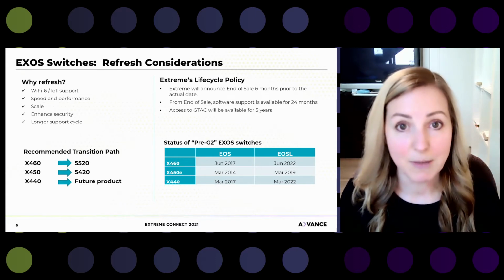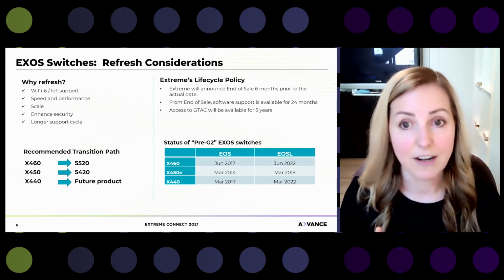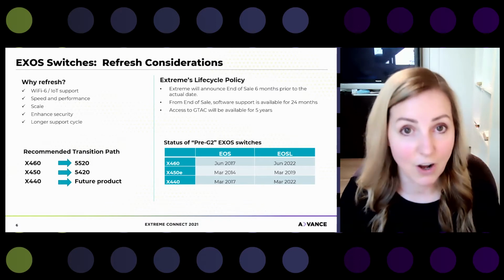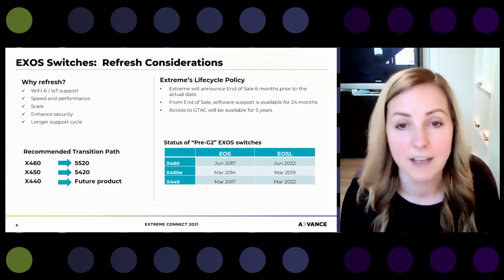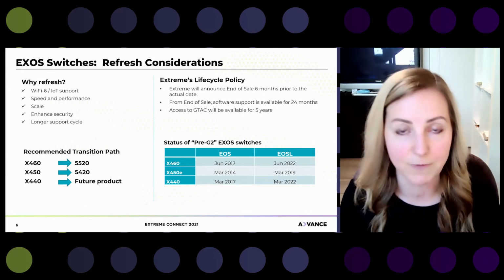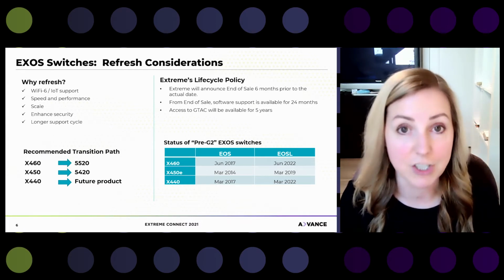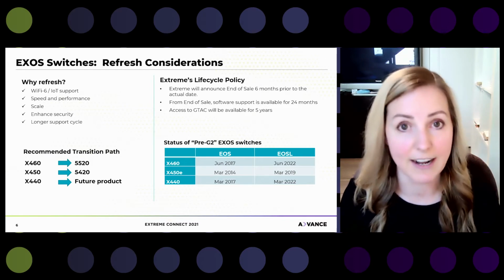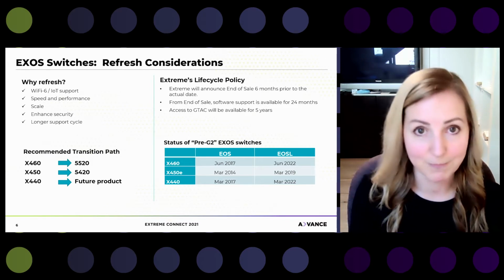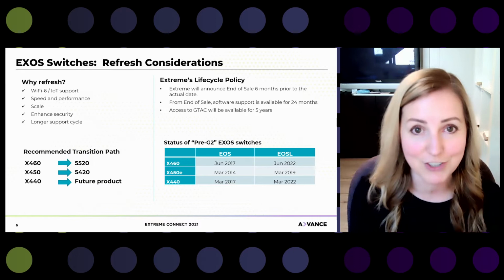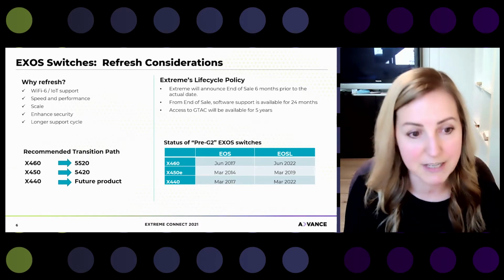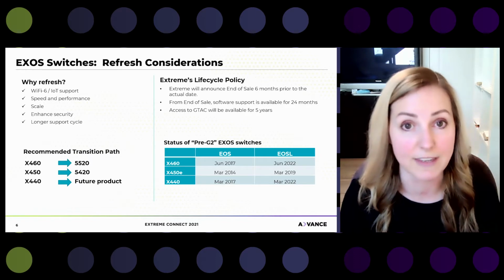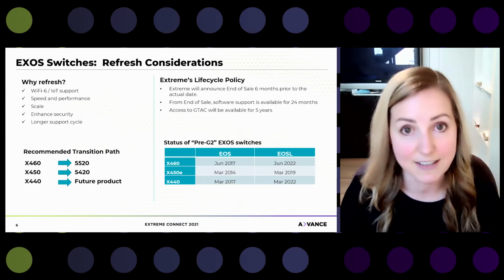And again, similar to the ERS side, on the EXOS side, we have not announced end of sale yet for any of the second generation platforms. So the X460s, X450s, and X440G2 series of products, we have not announced an end of sale. However, if you are looking for those modern feature sets, if you are looking for speed and performance, we have mapped out the transition paths to the Universal Switch series, as you can see on the slide.